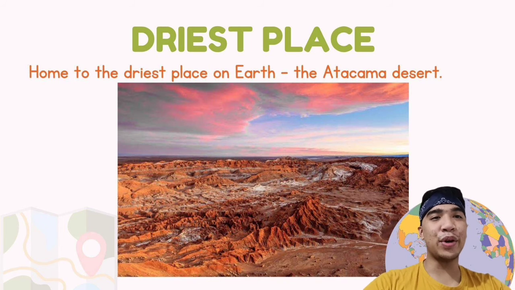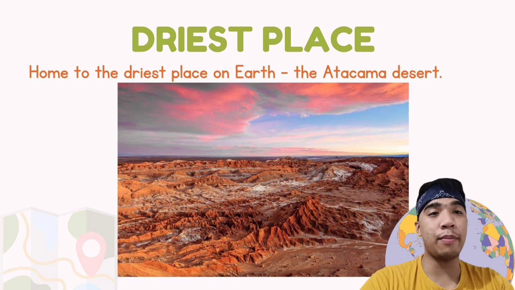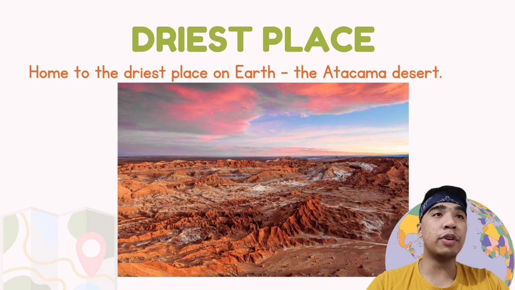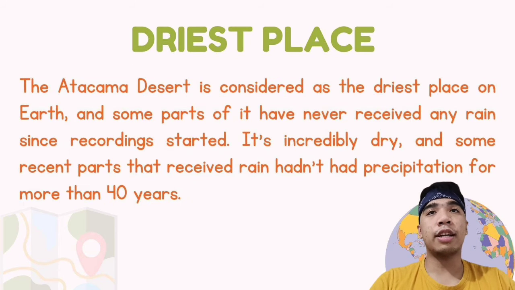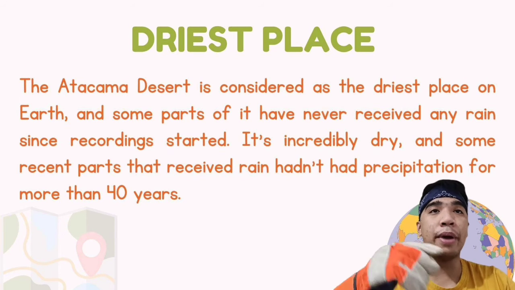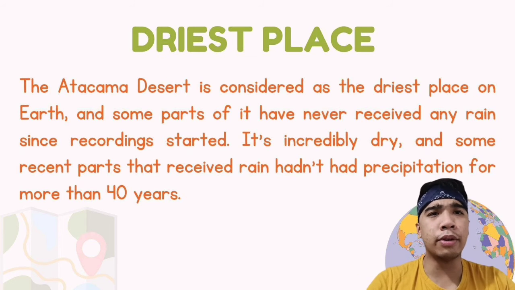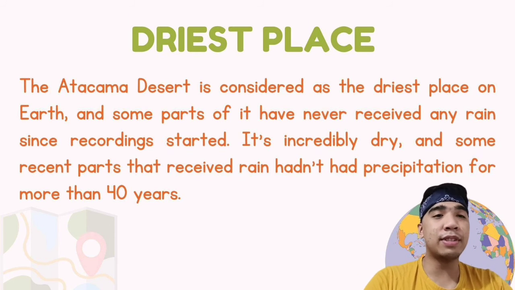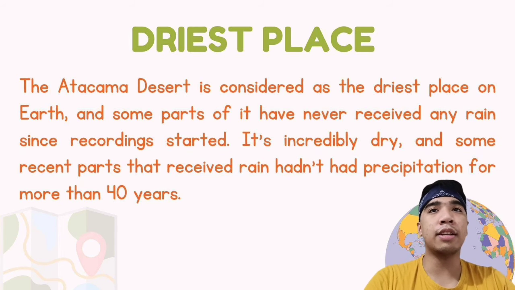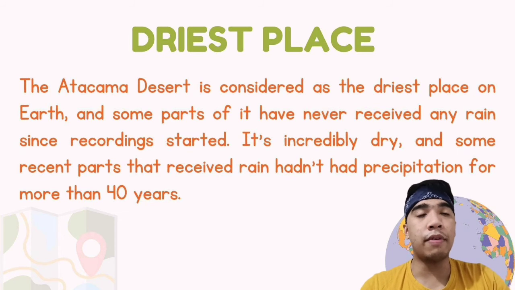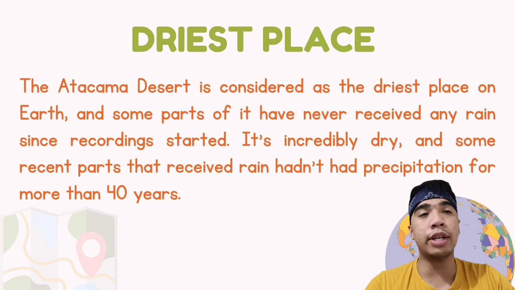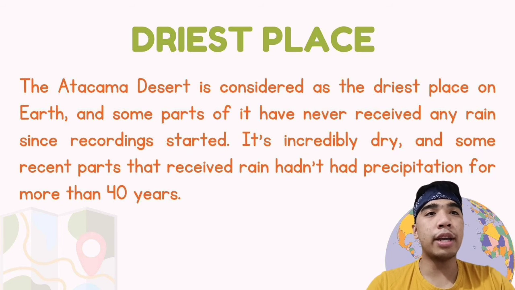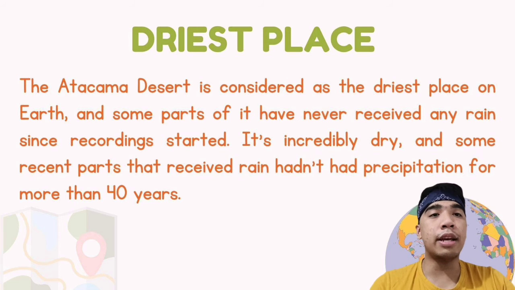Hola, I'm Swiper. So today, I'm going to tackle the driest place in South America. The home to the driest place on Earth is the Atacama Desert. Atacama Desert is a desert plateau in South America, covering 1,600 kilometers, a strip of land on the Pacific coast, west of the Andes Mountains. The Atacama Desert is considered the driest place on Earth, and some parts of it have never received any rain since recording started. It's incredibly dry, and some recent parts that received rain hadn't had precipitation for more than 40 years.